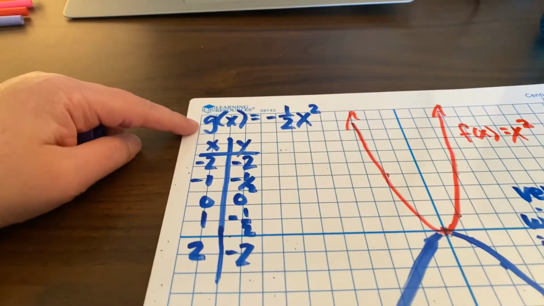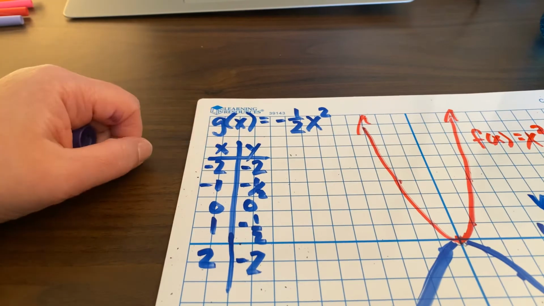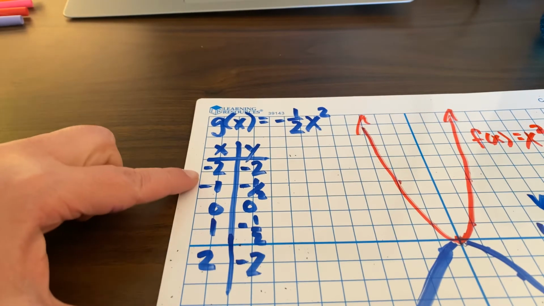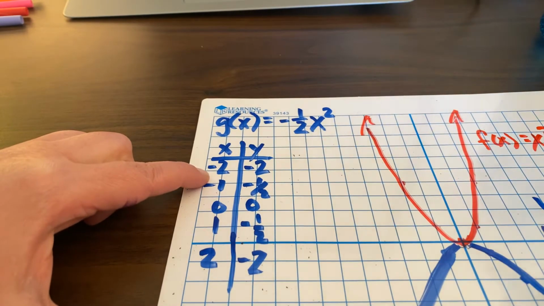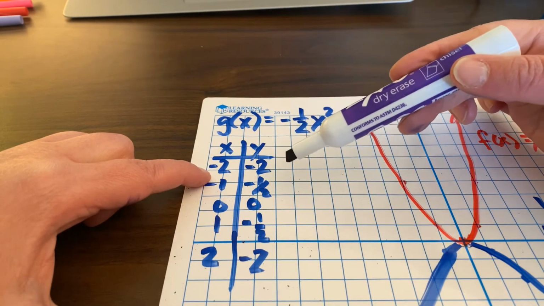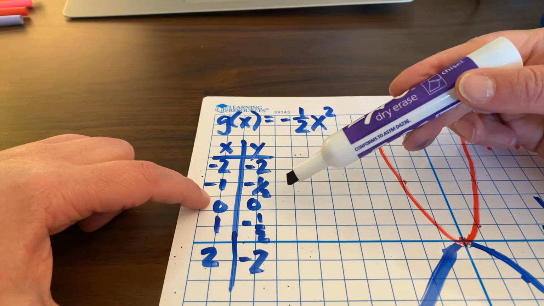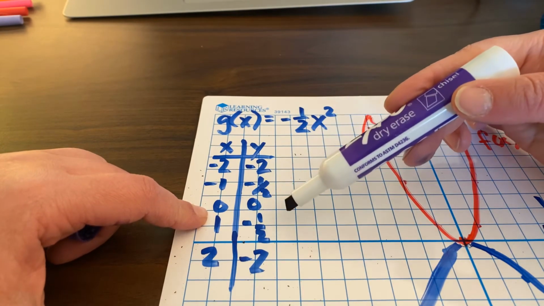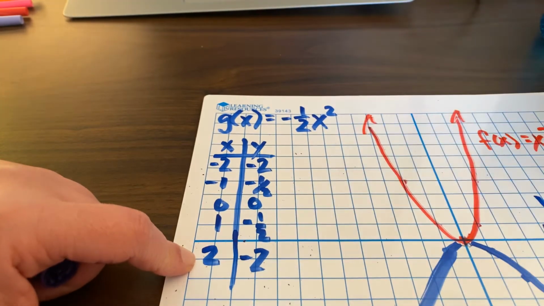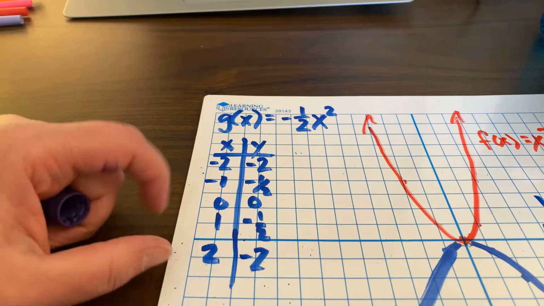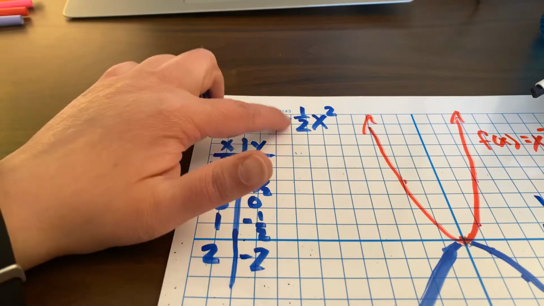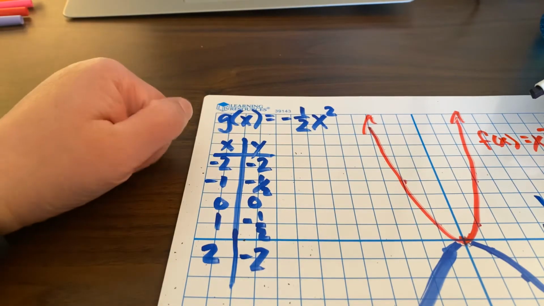Let's say you've got g of x equals negative 1/2 x squared. So I plotted some points. I plotted more than I did last time to give you a better picture. If I evaluate this function at -2, I get -2. When I plug in -1, I get negative 1/2. When I plug in 0, I get 0. When I plug in 1, I get negative 1/2. And when I plug in 2, I get -2. You have to be very, very careful when evaluating these functions, right? If you are squaring a negative number, you end up with a positive number. But if you have a negative in front, that will make it negative.